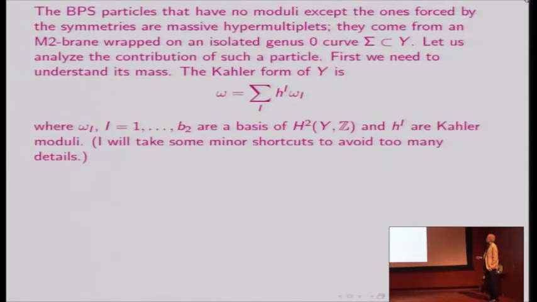Let's analyze the contribution of such a particle. First, we need to understand its mass. The Kähler form of Y, which I call omega, can be expanded as a sum of harmonic forms omega I. We used them before in the Kaluza-Klein expansion for the M3 form, where the coefficients are Kähler moduli.